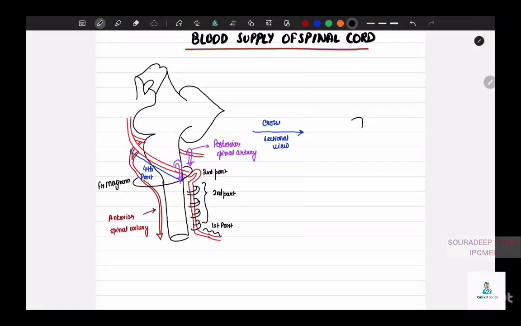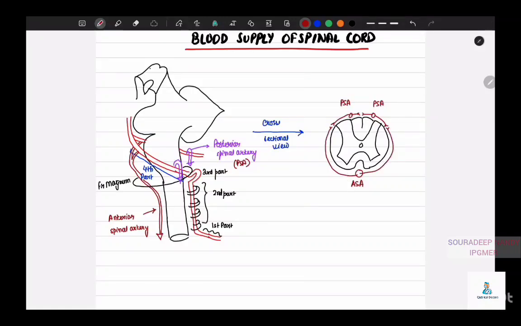Now, considering a cross section of the spinal cord, we can see anteriorly, at the anterior fissure, the anterior spinal artery, and posteriorly, at the posterolateral sulcus, the posterior spinal artery. The anterior spinal artery supplies the anterior 2/3 of the spinal cord, whereas the posterior spinal artery supplies the posterior 1/3 of the spinal cord.